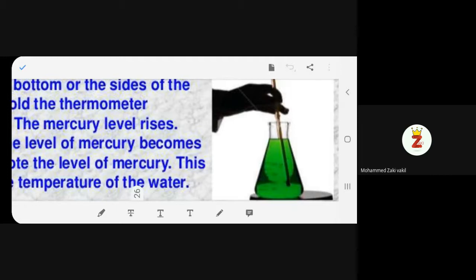Can we measure the temperature of anything? Yes, why not? Anything, like tea, coffee. Yes, why not? You can do it with the laboratory thermometer.